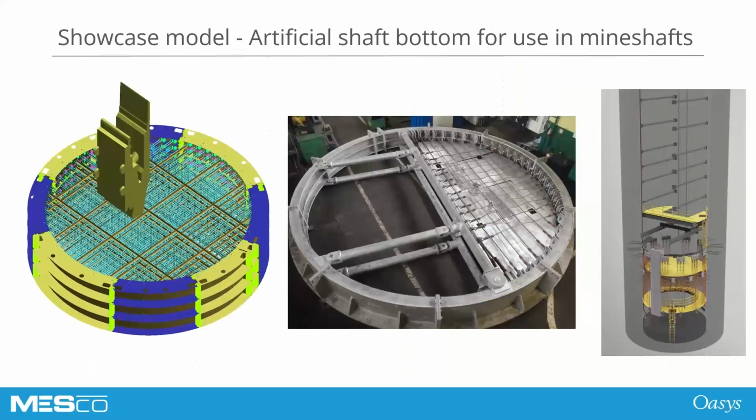So in order to show you what I've been using Oasys Suite for and where it has been useful for me, I want to show you an example showcase model that I've been using Oasys Suite in. Here we can see a structure called artificial shaft bottom. This structure is quite big because the diameter is about 9 meters.